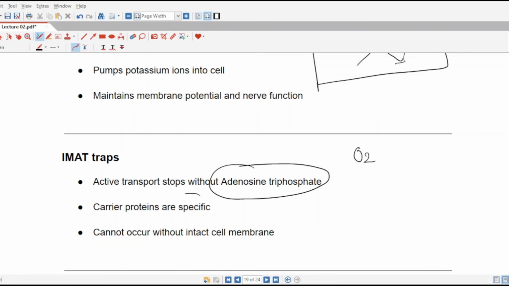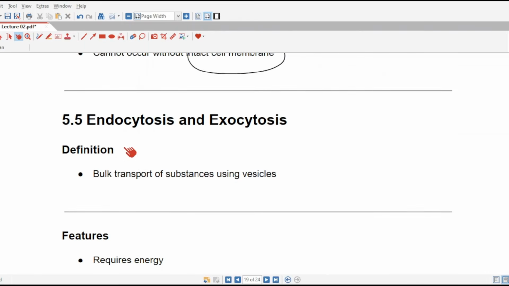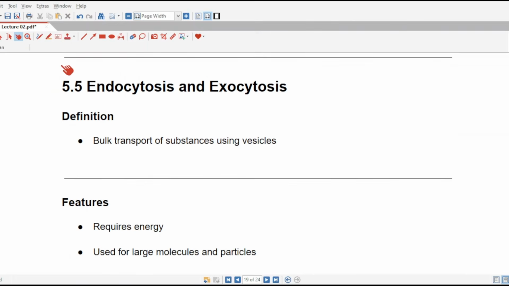And carrier proteins are specific. That means that one type of carrier protein will only perform one function. And this cannot occur without an intact cell membrane. That means that the cell membrane cannot be damaged. If it is damaged, then there will be leakage and the ATP cannot be used properly in this case. Then let's come to endocytosis and exocytosis.